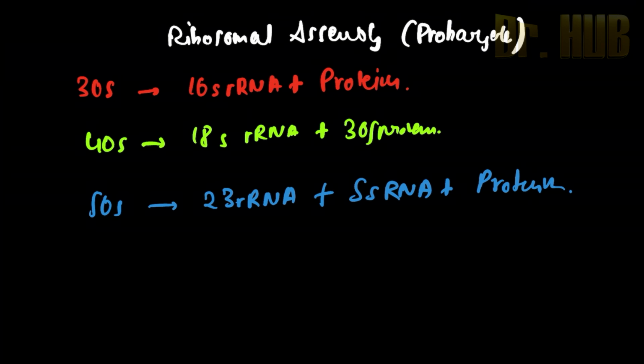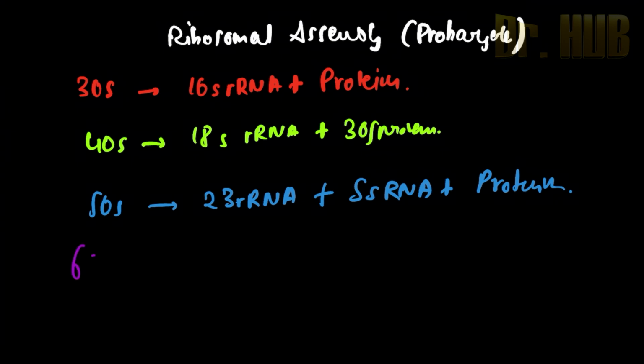So to recap, we saw the ribosomal assembly, and in case of prokaryotes, in 30S there is the 16S RNA along with the proteins. Then in terms of 40S, it includes the 18S RNA as well as the 30 proteins. Next, moving on to the 50S, it includes the 23S RNA, the 5S RNA as well as the proteins.